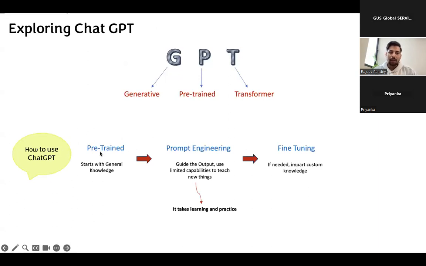So a generative pre-trained transformer works on three core elements. One, pre-trained, it starts with general knowledge. Then you use prompt engineering. So one, general knowledge there. For example, create an email for me.